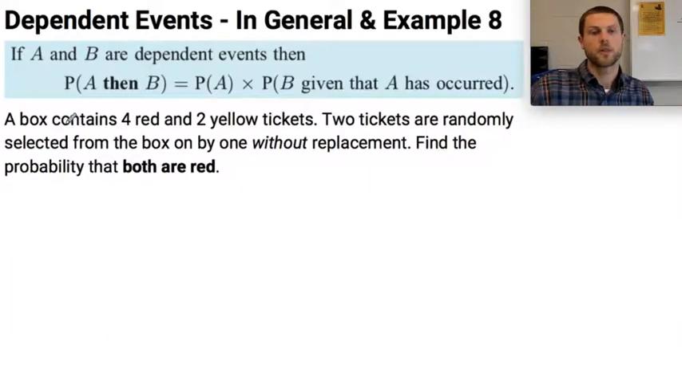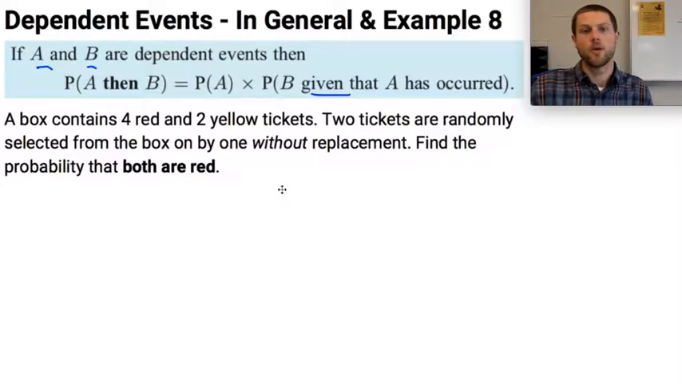So how do we talk about this? In general, if I have 2 dependent events, these are events that actually affect each other, then the probability that A then B occurs is given as the probability of A by itself times the probability of B given that A has occurred. So what do I mean by that? Well, let's see what I mean in this example.